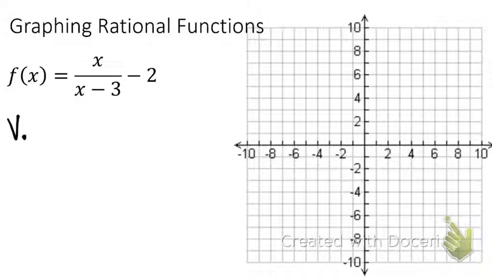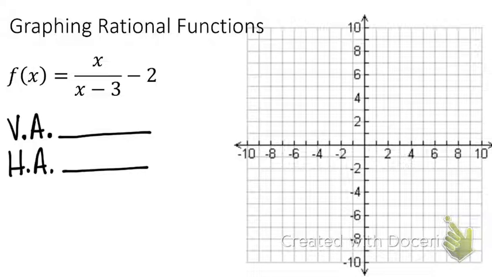So VA stands for vertical asymptote. I'm just saying VA. You also have to tell me the horizontal asymptote, or if it has a slant. Now it's either going to have one or the other. It can't have a horizontal asymptote and a slant. If it's top heavy, it has a slant. That's the only time it has a slant, is when the exponent at the top is higher.